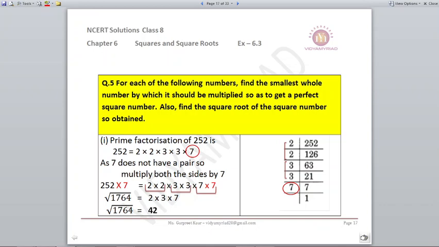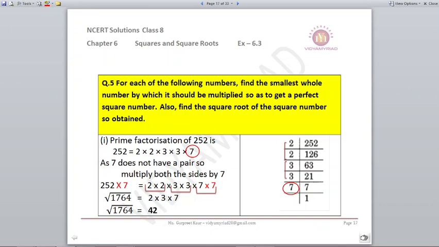Now, for each of the following numbers, find the smallest whole number by which it should be multiplied so as to get a perfect square number. Also find the square root of the square number so obtained. Now here we are going to use the same method which we were doing earlier. But these numbers are not perfect squares. We have to make them perfect squares. The question is by what number we should multiply it to make it a perfect square. So let's see over here.